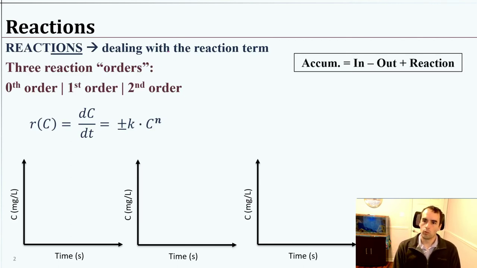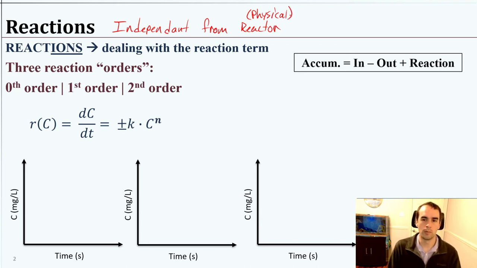Okay, so again, let me repeat this so that hopefully there's no confusion at all. The reactions are separate and independent from the reactor structure, because the reactor structure itself is just physical. That's just a physical shape, and the reaction could be a chemical or biological or some other reaction.